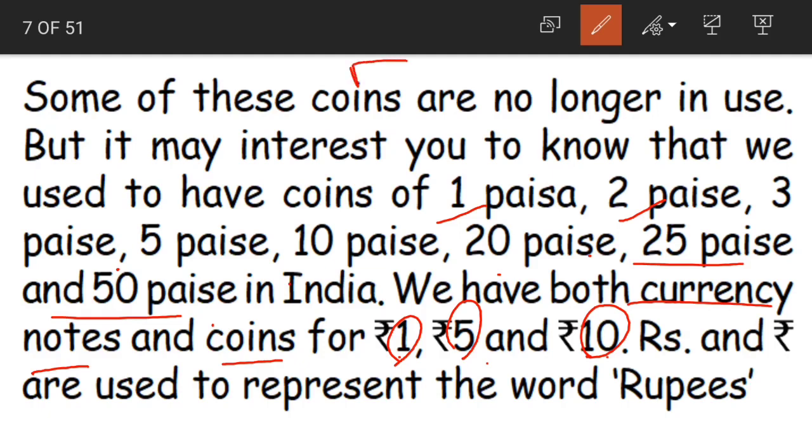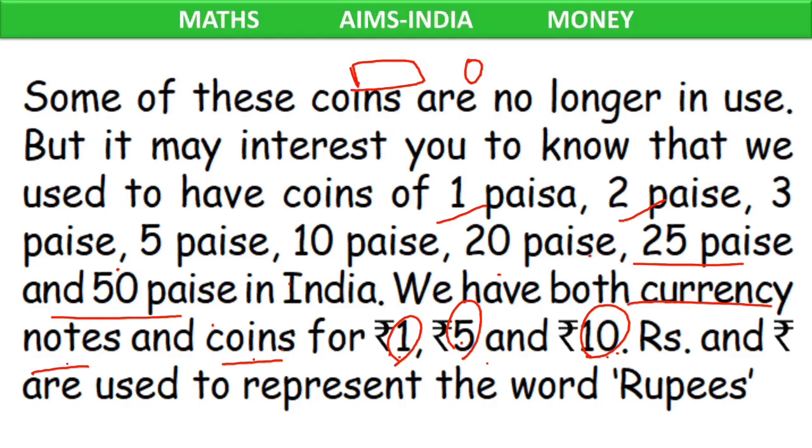Notes are what? Notes are paper based money. Yes, notes are paper, and coins are made from metal. They are round in shape and made from metal. So for 1 rupee, 5 rupee and 10 rupees, we have both currency notes and coins.